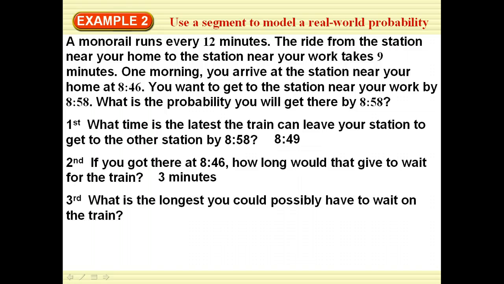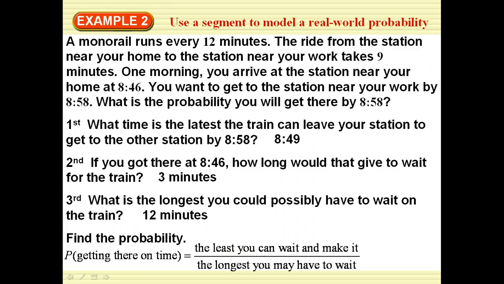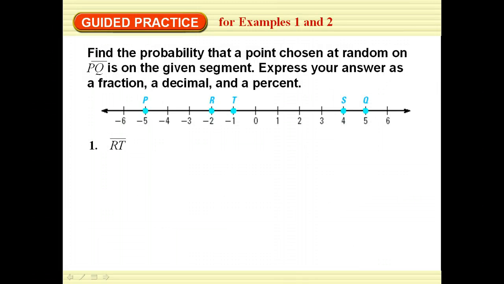Now, what is the longest you could possibly have to wait? Well, if you got there just as the train had pulled out, then you would have to wait a full 12 minutes. So what's the probability? That's the least you can wait over the longest you could wait, in this case 3/12, which is a 25% chance of making it to work on time. So it looks like this person better get there a little earlier than 8:46.